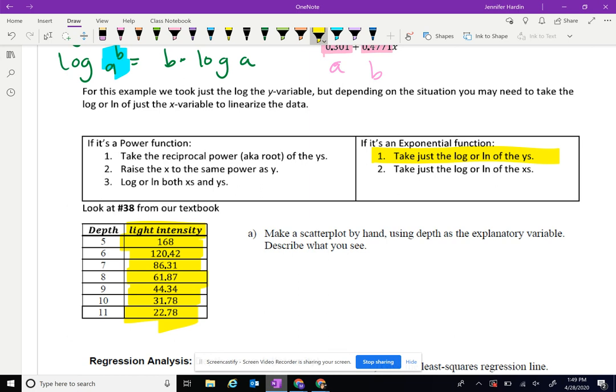So here it's straight out of our textbook. This is number 38. They have the depth versus light intensity. Okay. And I think the scenario is they're diving in the ocean and they're trying to measure, as they dive deeper, how much light is penetrating through to that ocean floor.